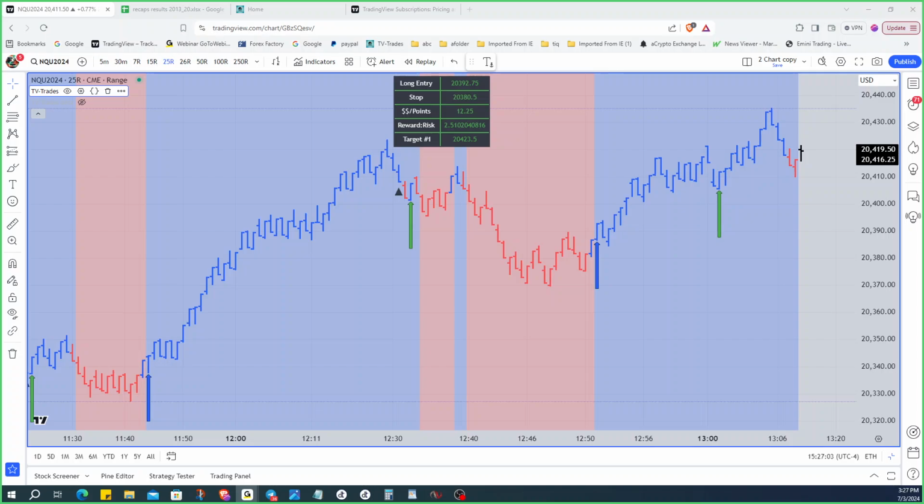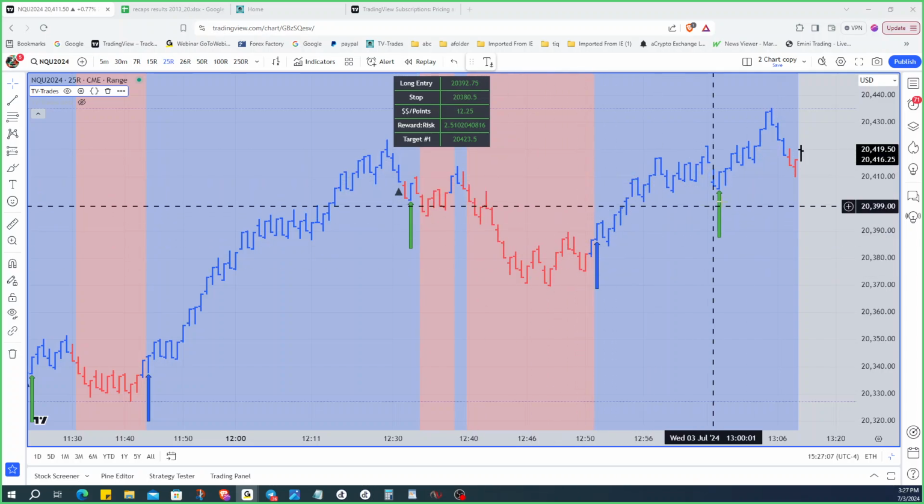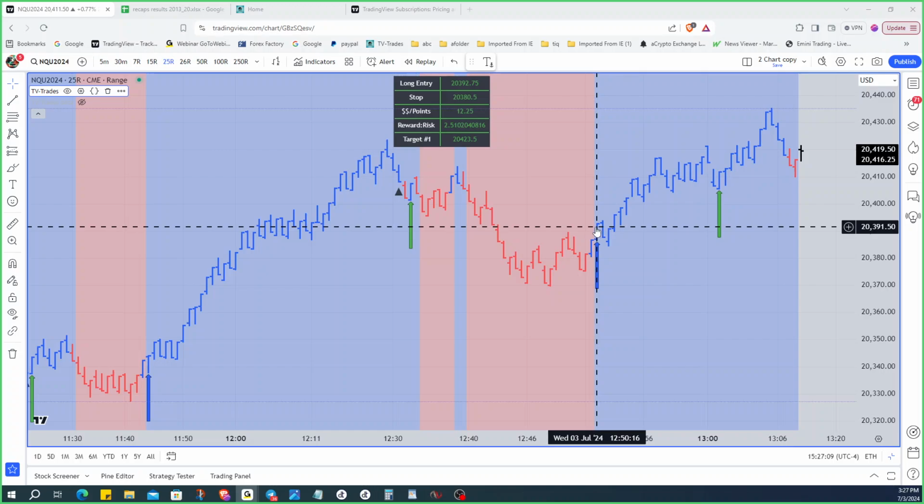What is the time frame that I use for NQ and the ES? Well, it depends. It depends what time of the day it is. It depends how much time I have. It depends how much risk I want to take.